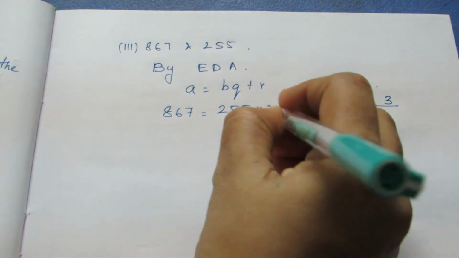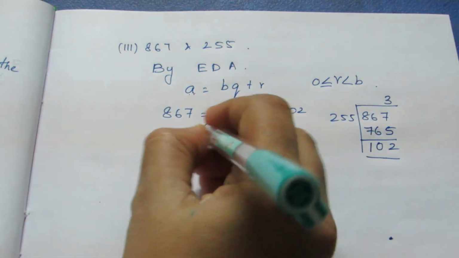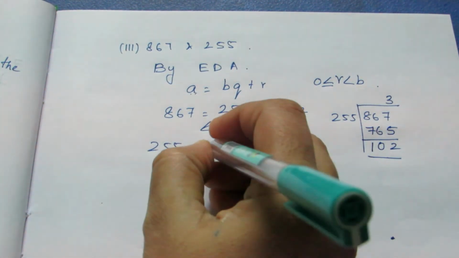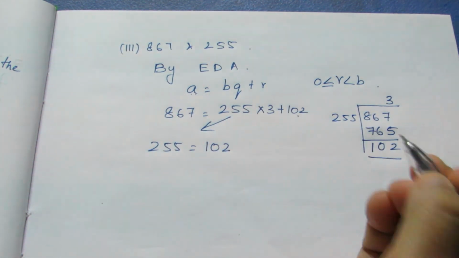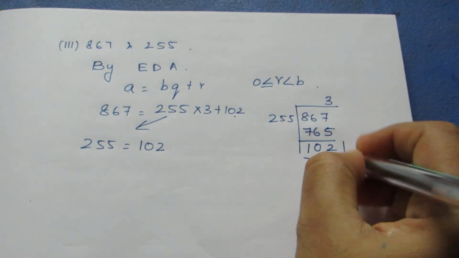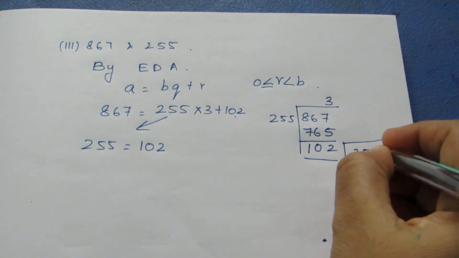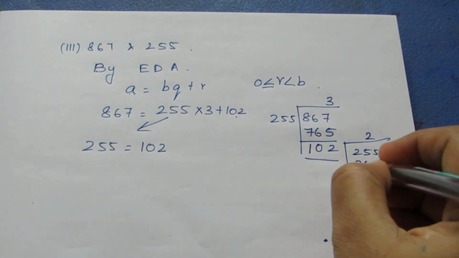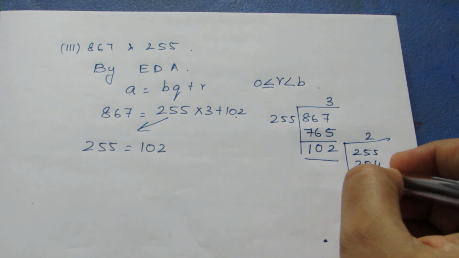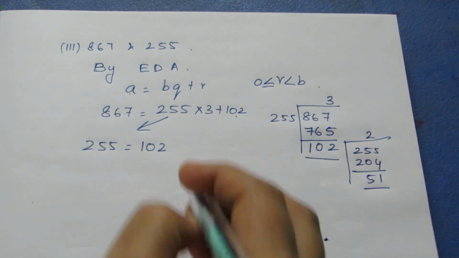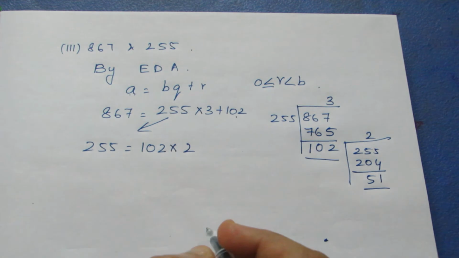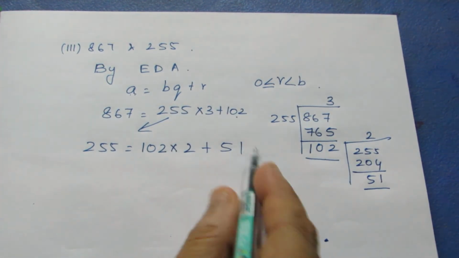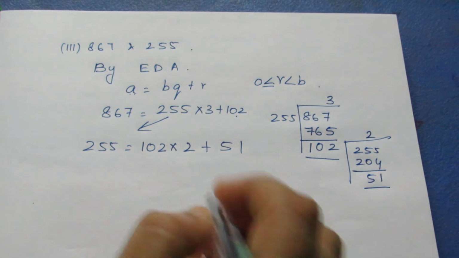So 3 plus 102. Again write this number as A. So 255 is equal to, and this as B. Divide and check for the quotient and the remainder. So 255 divided by 102. 2 times 102 is 204. The remainder will be 51. So 51 into quotient plus remainder. As the remainder is not equal to 0, continue the steps.